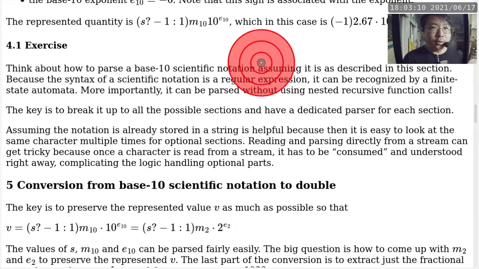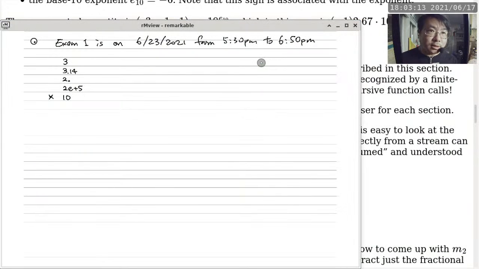Okay, so let me switch back. So the rest of this module is about how we convert from a base 10 scientific notation so that it eventually becomes an IEEE double precision floating point number. Because that happens a lot, right? When people type on the keyboard, they type in base 10, so when they want to specify a value, they would use base 10 scientific notation. But internally, the computer is binary, and the floating point unit, the FPU of your processor, can only handle IEEE double precision floating point numbers.